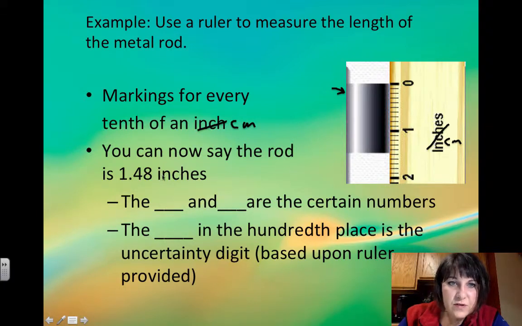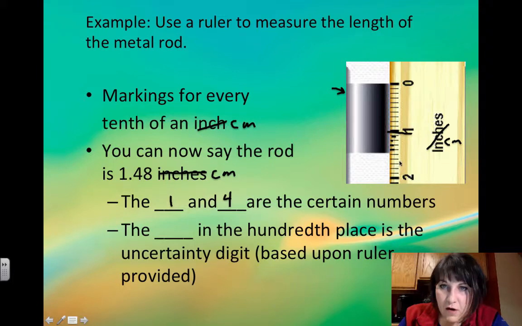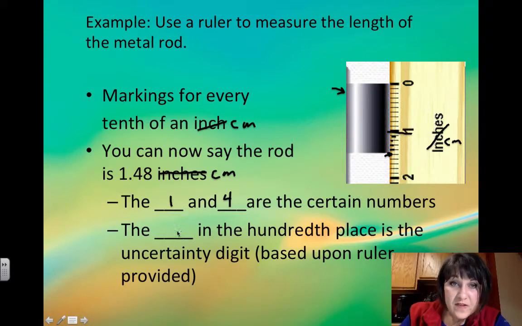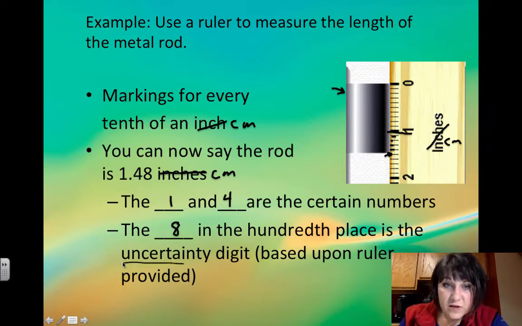Let's pretend it's centimeters, because who uses inches? Now we can say that the rod is 1.48 centimeters, where the 1 and the 4 are certain numbers because there's a mark for the 1, and then there's a mark for the 4, the 4th little mark. But it doesn't quite get all the way to the 5th mark, and so I had to sort of guess how much closer it is to the 5th mark than the 4th mark. And because that's a guess, the 8 in the 100th place is called an uncertain digit based on the ruler that we have.